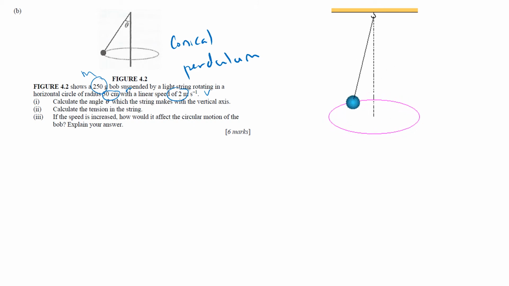The first thing to do for this question, especially when we are talking about a conical pendulum, is to draw a free body diagram. So first we draw the free body diagram. This is my object. I have tension, I have weight, and then the center is here.